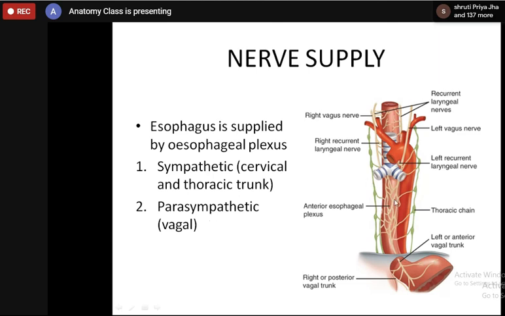The sympathetic nerves forming the esophageal plexus are from the cervical sympathetic chain, the cervical sympathetic ganglia, and then the thoracic sympathetic trunk. So the sympathetic supply is from the cervical and thoracic sympathetic trunk, while the parasympathetic supply is from the vagus nerve. The esophageal plexus supplies these sympathetic and parasympathetic nerves to the esophagus. Okay, this is about the nerve supply of the esophagus.